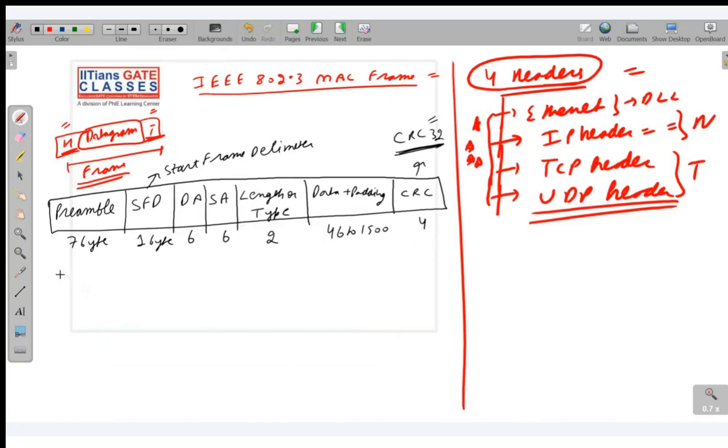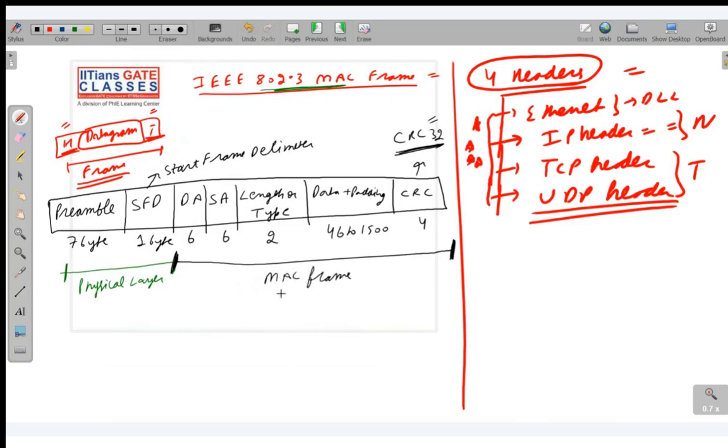And one more thing, this preamble and SFD, these two are added by your physical layer, and these are not part of the Mac frame. So I have written the heading IEEE 802.3 Mac frame. The Mac frame starts from here and goes till here. Okay, so this is your Mac frame.